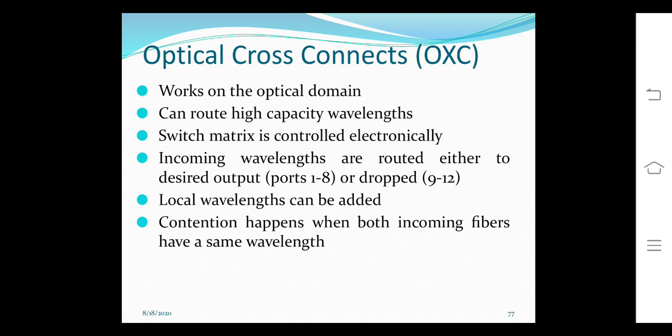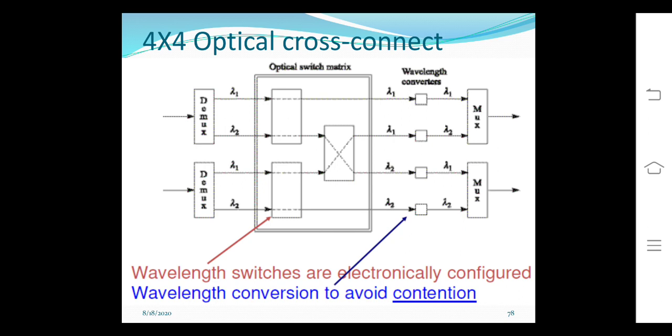For output ports, from ports 1 to 8, and if you are going to drop, we use the ports from 9 to 12. So local wavelengths can be added, and contention happens when both incoming fibers have the same wavelength. Contention is the collision of your data if they are coming with the same wavelength. If two channels are using the same wavelength, your data automatically collides, and that is called contention. So that can be handled by this optical cross connect.